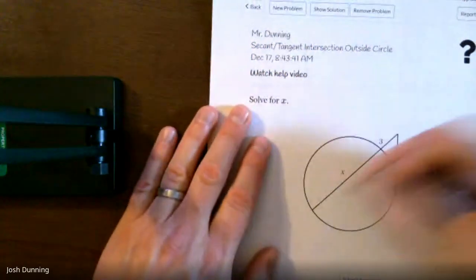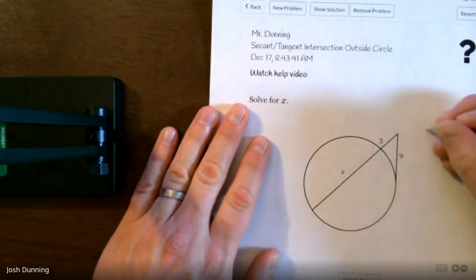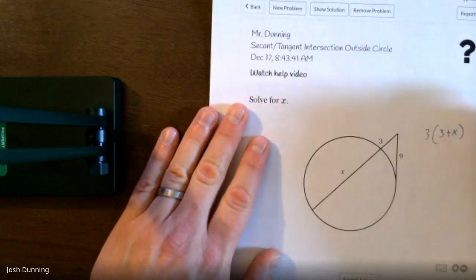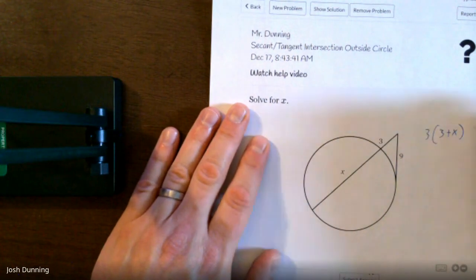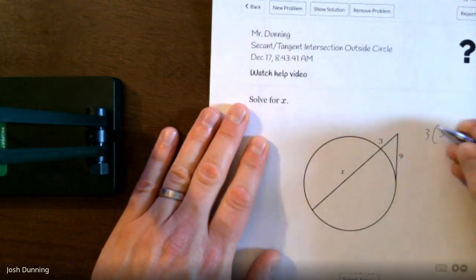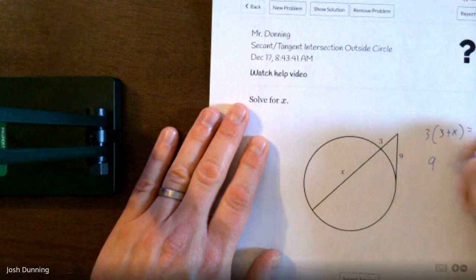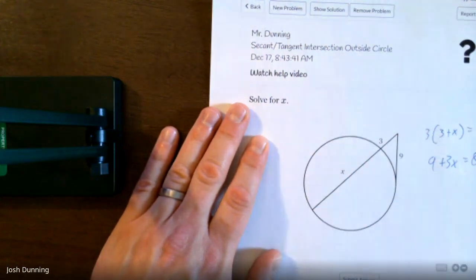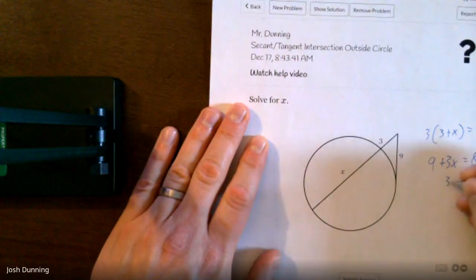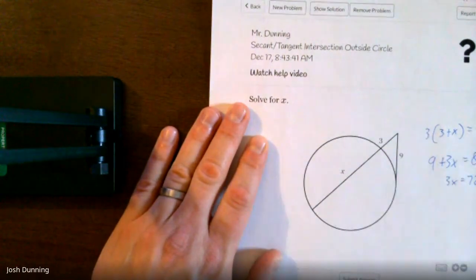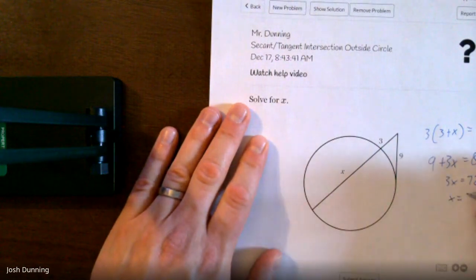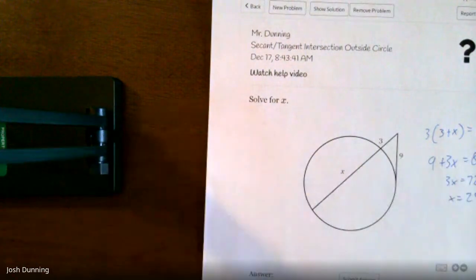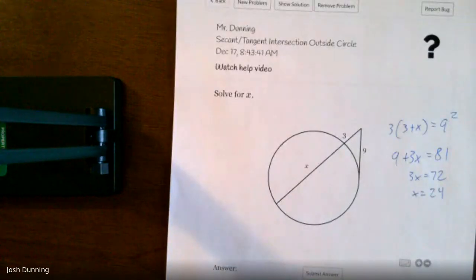And then we go outside times the whole thing. The tangent, though, since there's no outside and whole thing, we just square it. So we distribute 9 plus 3x. 9 times 9 is 81. Subtract the 9, you got 72. And then divide 72 by 3, and you get 24.